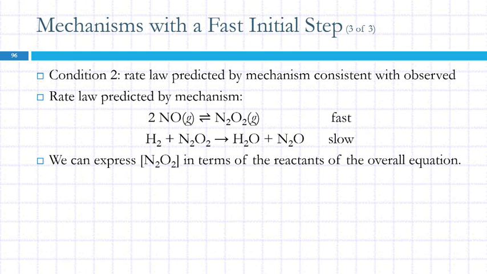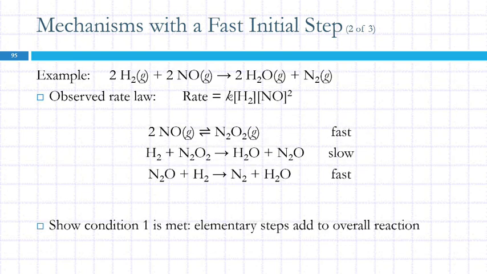And now we need to look at condition 2. Is the rate law predicted by the mechanism consistent with the observed rate law? So here we're just looking at the first 2 steps. So this is the first step, the NO, and then the H2 and the N2O2. We don't need to look at this last one because it's fast. It's not going to matter.